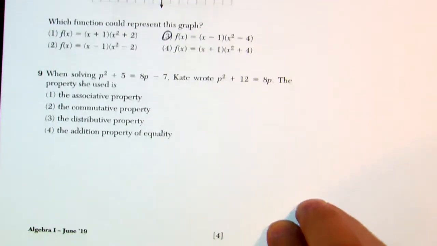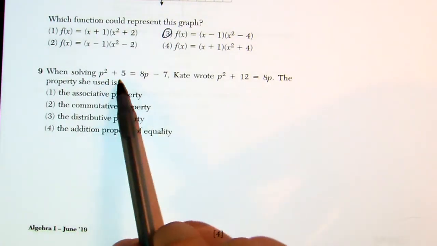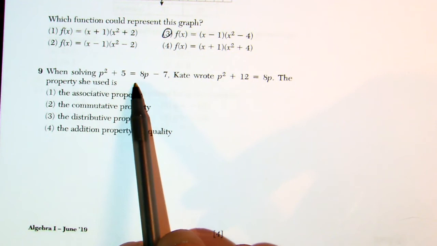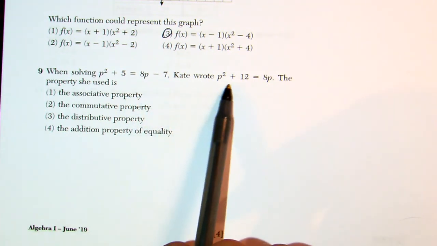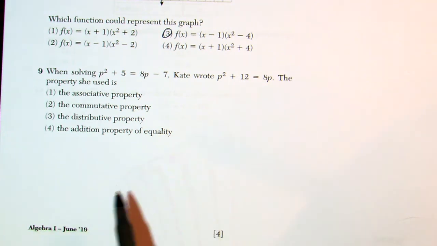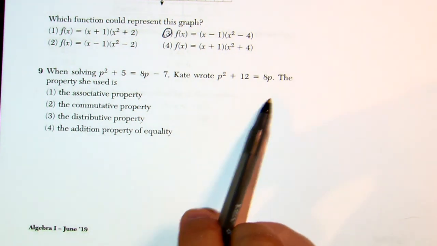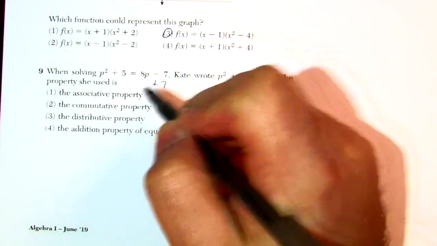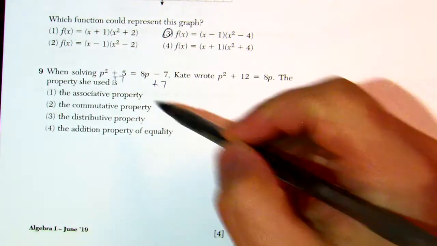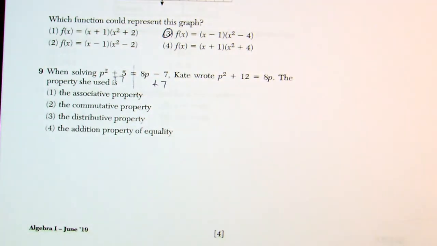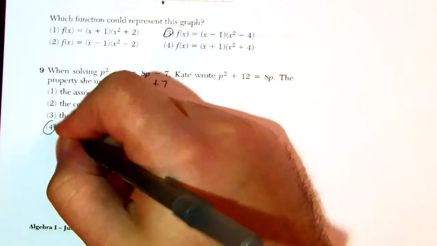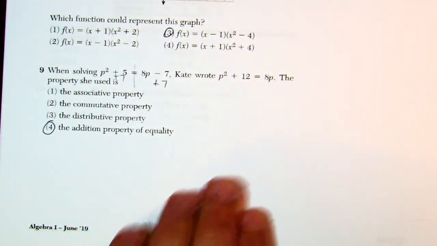Number 9. When solving p squared plus 5 equals 8p minus 7, Kate wrote p squared plus 12 equals 8p. The property she used was... So what did she do? Okay. Looks like the 7 disappeared, and what happened was she added 7 to both sides. When you add 7 to both sides of the equal sign there, that is the addition property of equality. So number 9 is choice 4.